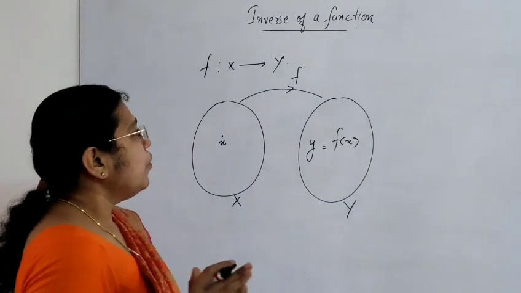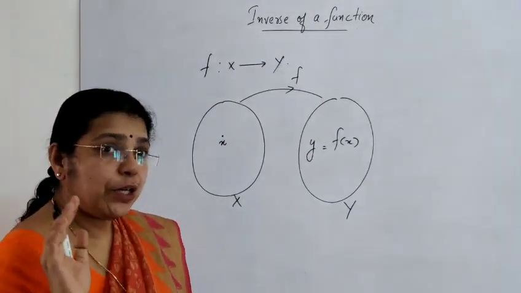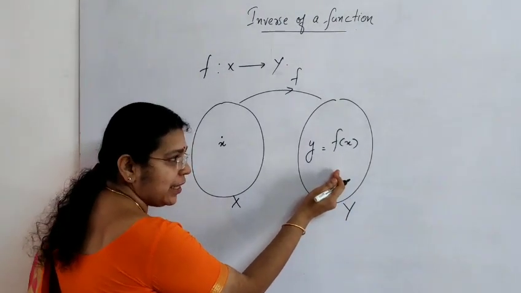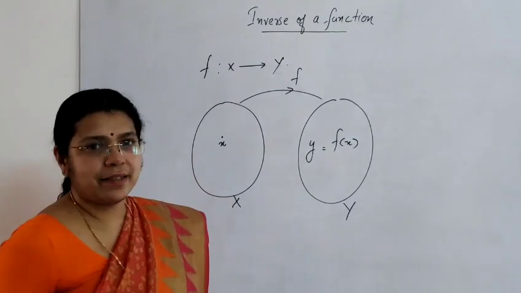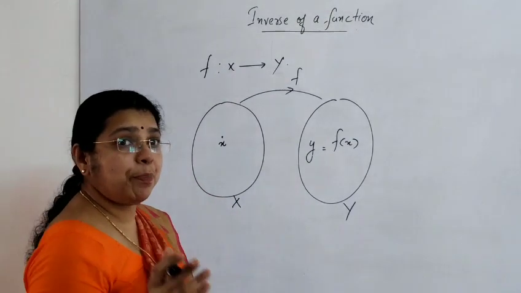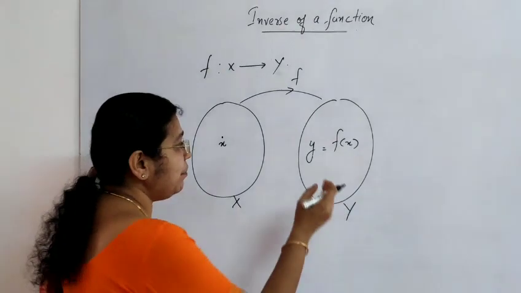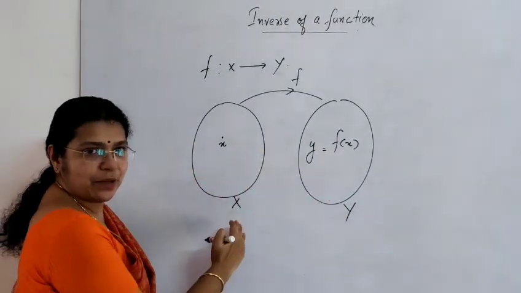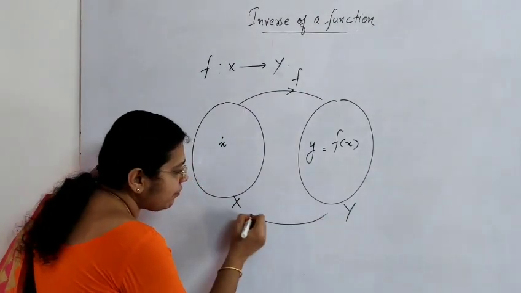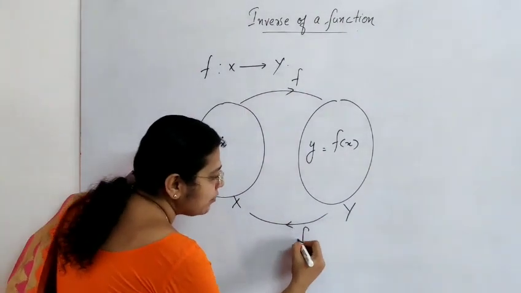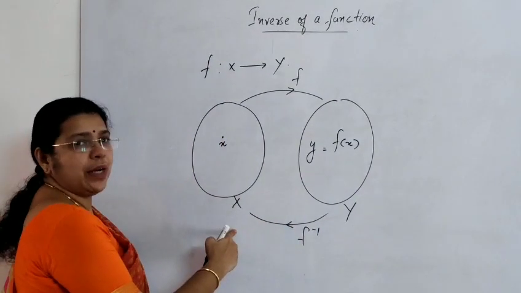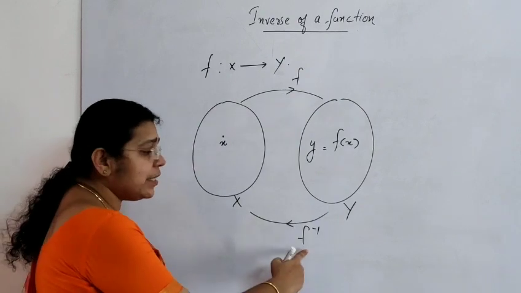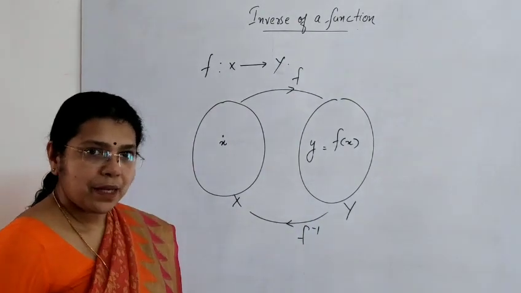Now, what do you mean by inverse? The pre-image of y to x. Did you understand that? It is the pre-image of the y to this side, to this x. So, inverse happens from where to where? Inverse happens from y to x. Now this inverse is also a function, right?